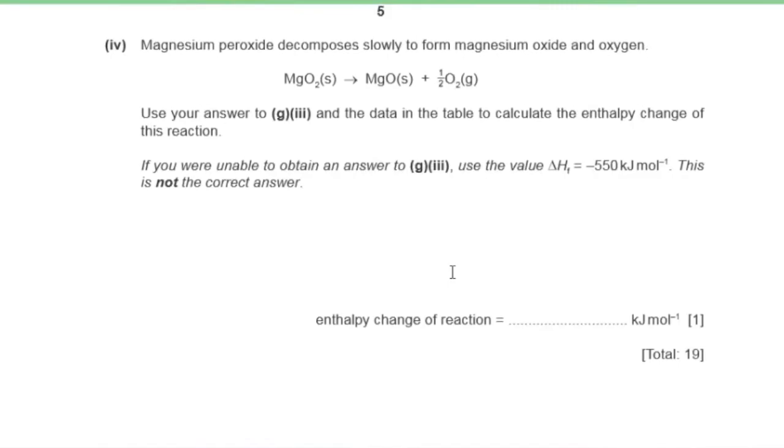Part 4. Magnesium peroxide decomposes slowly to form magnesium oxide and oxygen. Use your answer to G part 3 and the data in the table to calculate the enthalpy change of this reaction.